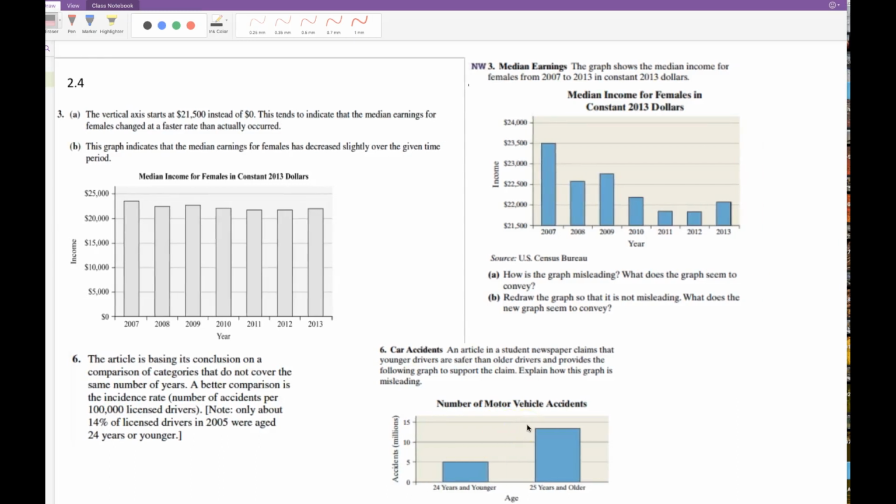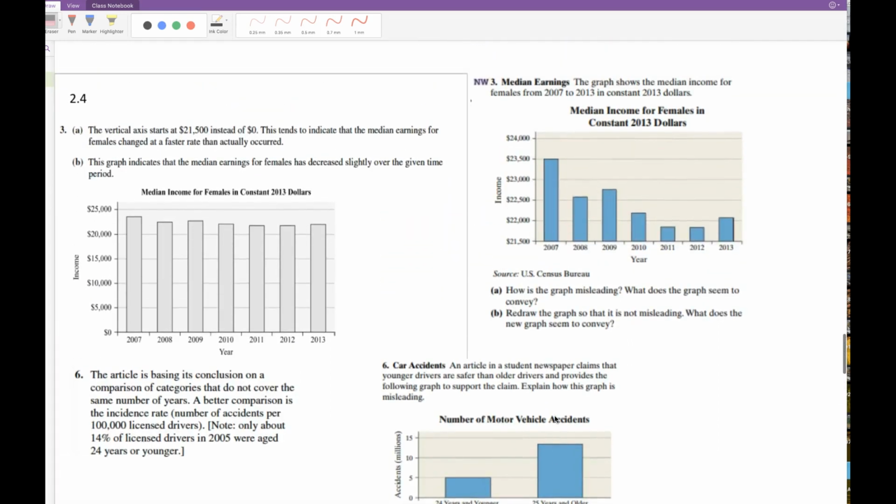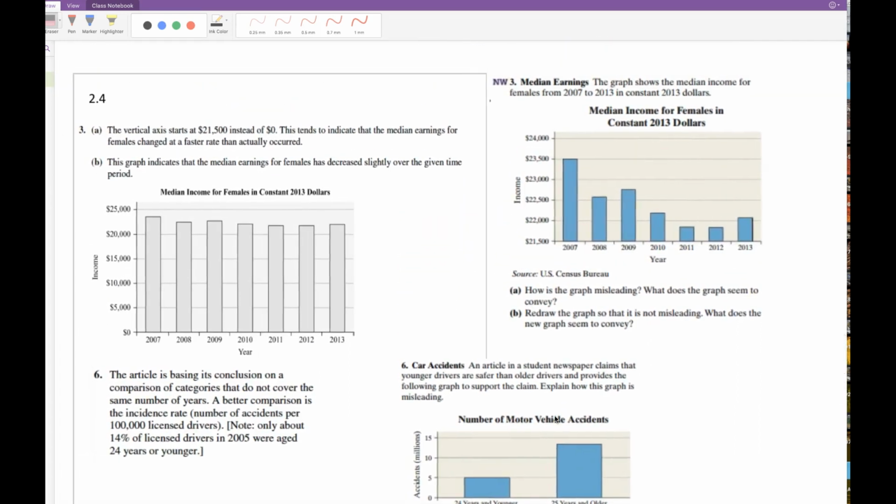This video explains the solutions to Chapter 2.4 written homework. There were two questions for Chapter 2.4, which is related to misleading graphs. So we're looking at the first thing here.